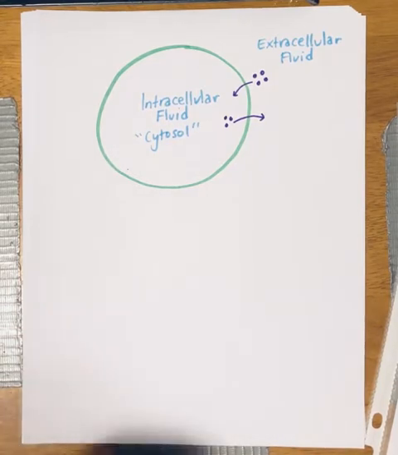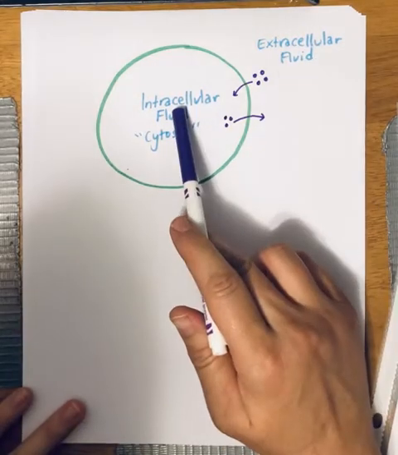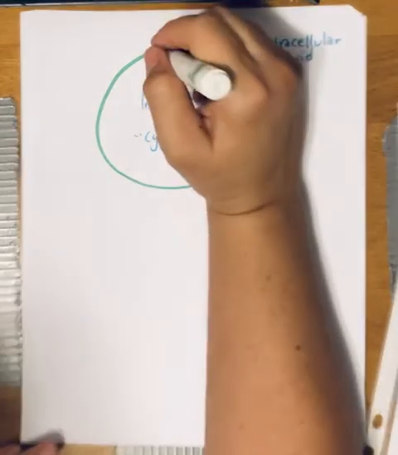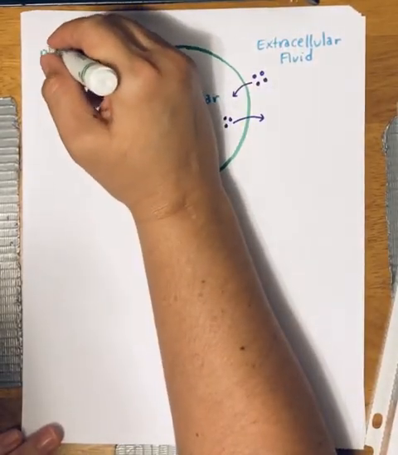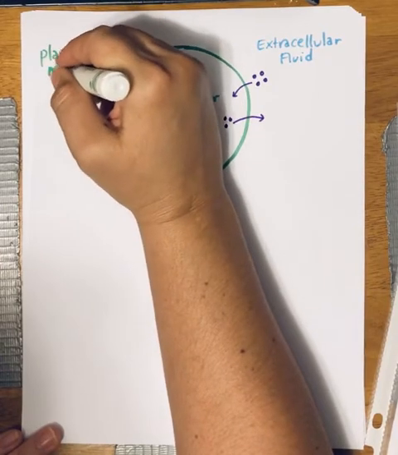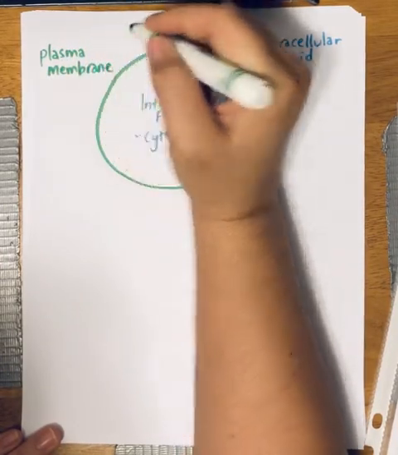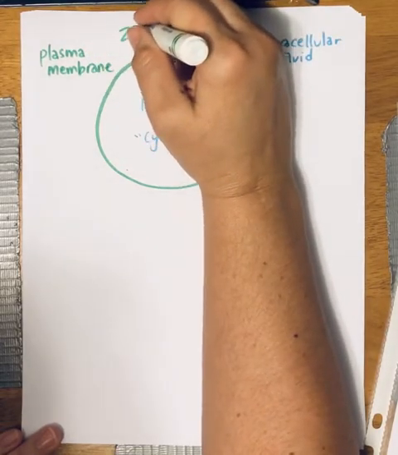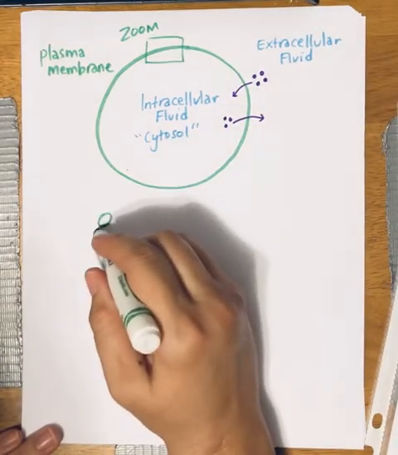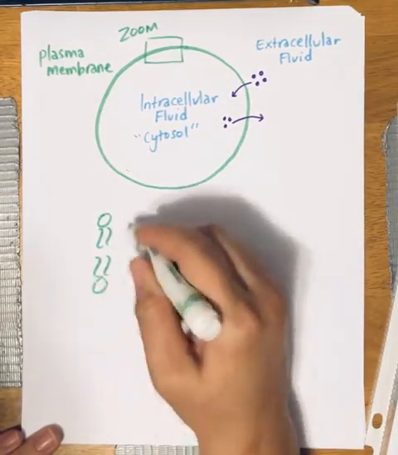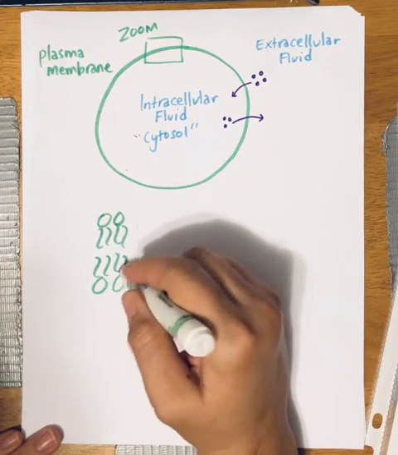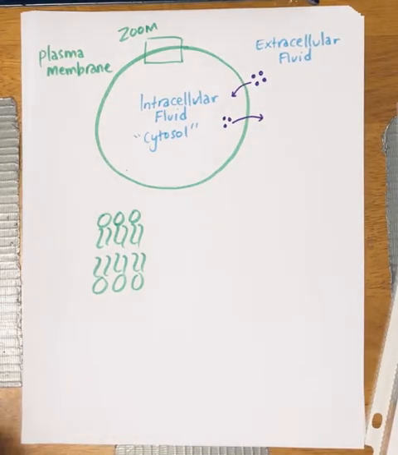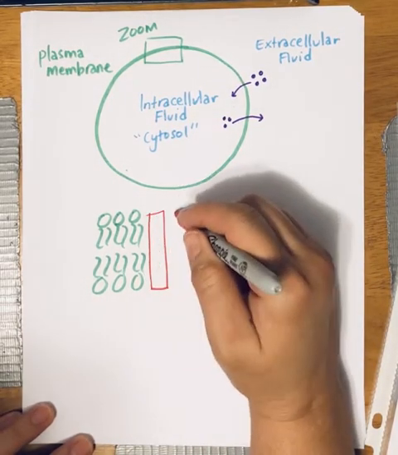Now, when we talk about the fluid on the inside and the outside, we need to understand a little bit more about the phospholipid bilayer. So again, this is the plasma membrane. If we did a zoom in on the plasma membrane, if we were to draw this section out, it would look something like this. You would have your phospholipid bilayer with your embedded proteins. Fluid mosaic model.